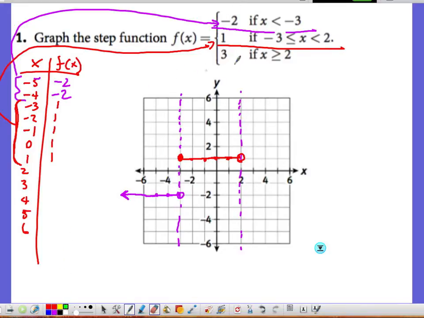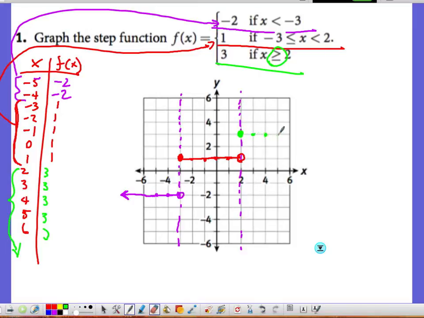Alright. Finally, the last function rule, 3, if x is greater than or equal to 2. Well, what values in my table are greater than or equal to 2? Well, it's basically all the numbers here, and it just keeps on going. So that means on this side of the graph, I'm going to have my outputs be all 3. And so have 2, 3. Now this falls exactly on the wall, which means I'm going to have to pay attention to the inequality, greater than or equal to, which means it's closed circle.